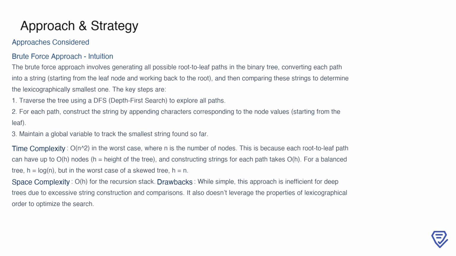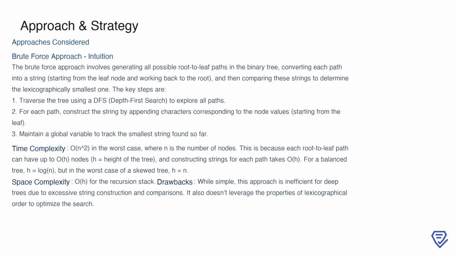To tackle this problem, we first considered the brute force approach. The basic intuition here is to generate all possible root-to-leaf paths in the binary tree. For each path, we would construct a string by working backward, starting from the leaf node and appending characters corresponding to the node values until reaching the root. Once we have these strings, we compare them to determine which one is the lexicographically smallest.